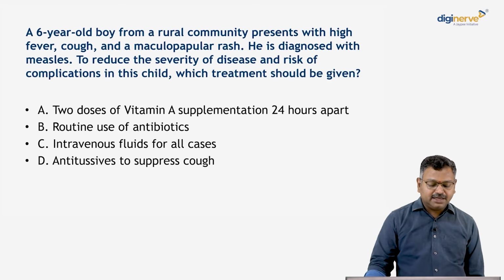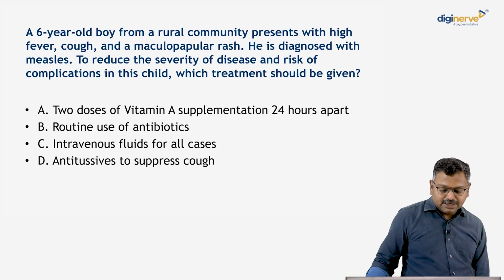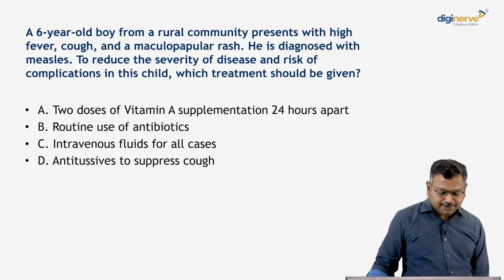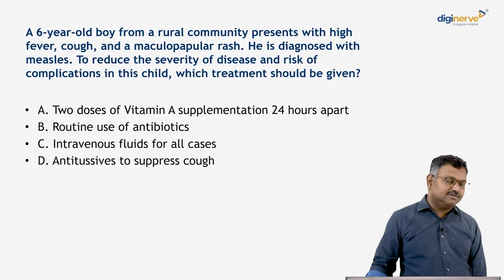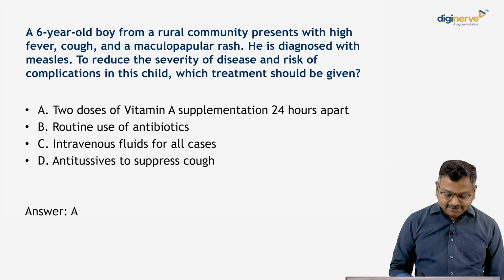6-year-old, rural community, high fever, cough, maculopapular rash, diagnosed with measles. To reduce the severity, what should be done? 2 doses of vitamin A, routine antibiotics, IV fluids, antitussive to cut the cough. What is proven benefit is to supplement vitamin A.